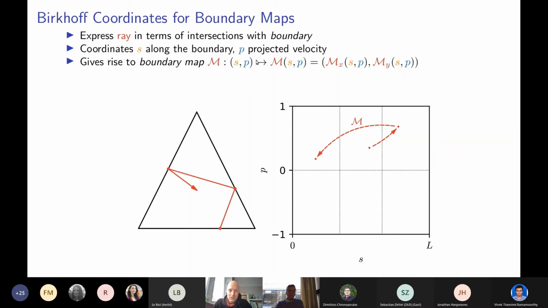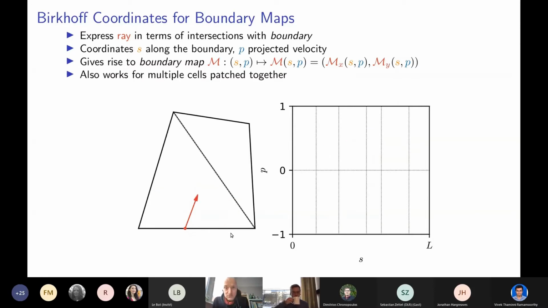It depends on two parameters, S and P, and maps them to the next version, S and P. This map M has two components. Let's call them MX and MY for the time being. This will be important later. Now, this is all fine and well, but for sure you will agree with me that the triangle is no car by no stretch of the imagination. So at least we have to get somewhat nearer or closer to actual FEM meshes.